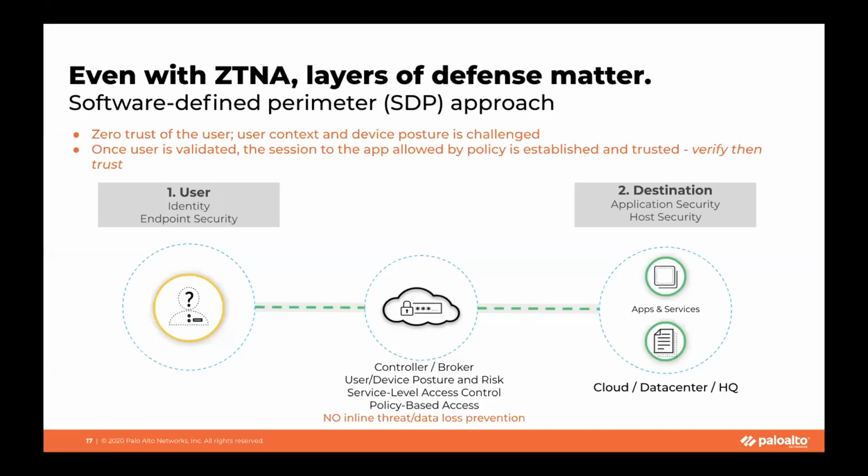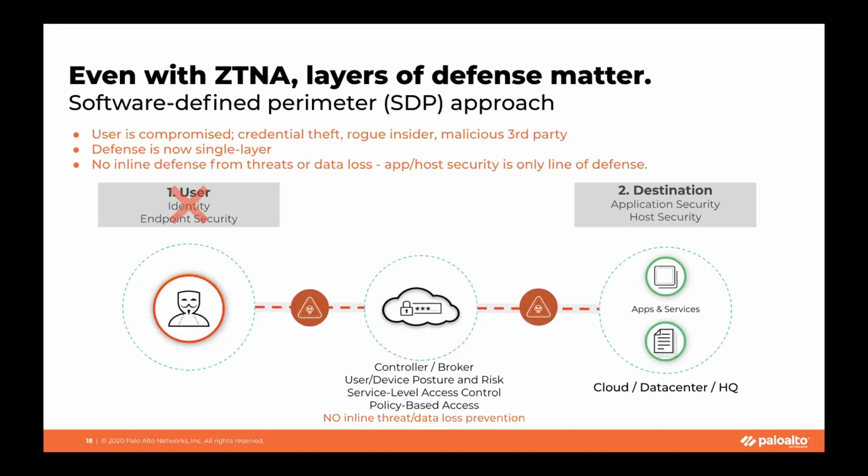So essentially you have two layers of defense here. You've got the user, which is identity and endpoint security and whatever you have. And then you've got the destination security, whether it's application security, host security, a combination of them. So really at its highest level, you have two here, okay? So that's fine. You've got two at least.